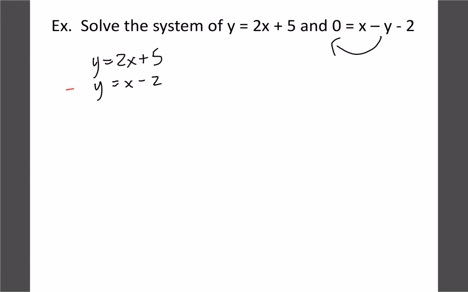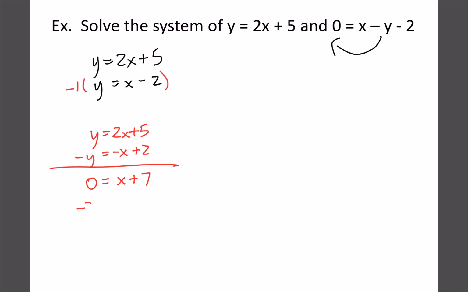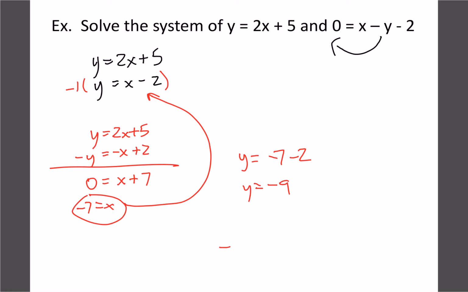If we multiply the entire second equation by negative 1, that would give us y equals 2x plus 5 for our first equation, and then minus y equals negative x plus 2 for the second. Now we can add these up, so we get 0 equals x plus 7, and bring the 7 over, so we have x equals negative 7. Then plug that into one of our originals, so we'd have negative 7 minus 2, which gives us negative 9. So (negative 7, negative 9) is our correct solution to this system.